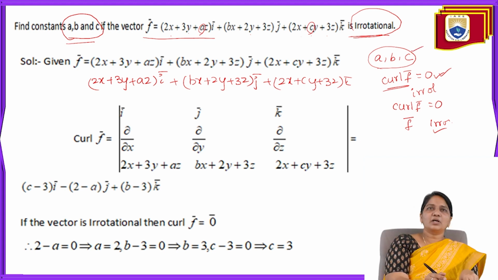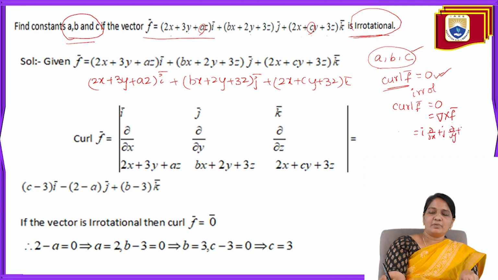What is the formula for curl f bar? Curl f bar equals the determinant of i, j, k and the given functions. Here curl f bar is nothing but del cross f bar. So what is the del here? i dou by dou x plus j dou by dou y plus k dou by dou z, cross f, where f is f1 i plus f2 j plus f3 k.